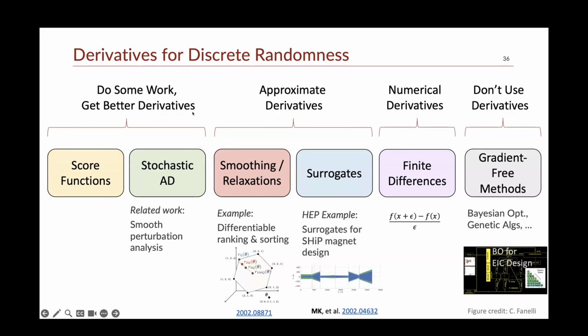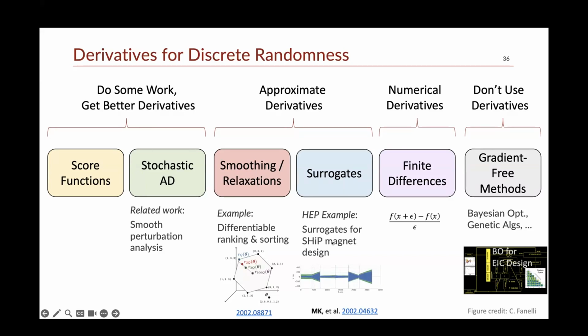You can also not try to actually compute derivatives, since these methods take a fair amount of work. You could also just approximate derivatives using smoothing or relaxation techniques. So for instance, here's an example where you want to rank or sort a bunch of discrete numbers that live on, in this case, a cube. You can optimize in the volume of the cube, rather than just trying to figure out which of the corners of this cube is the optimum for some problem.